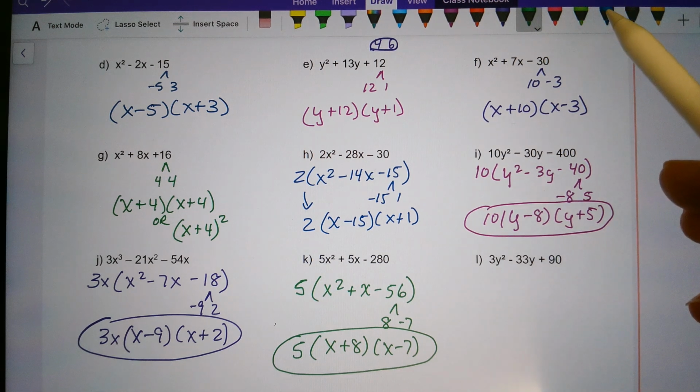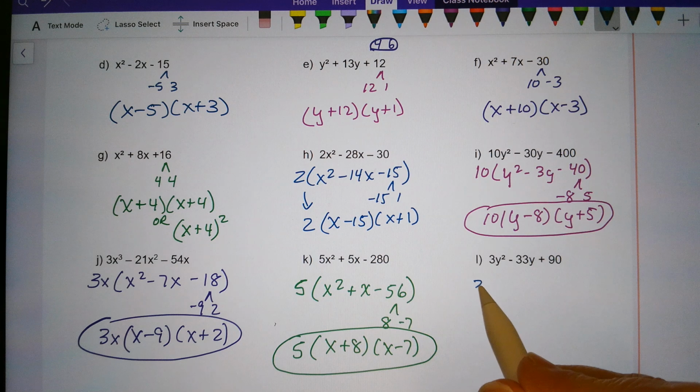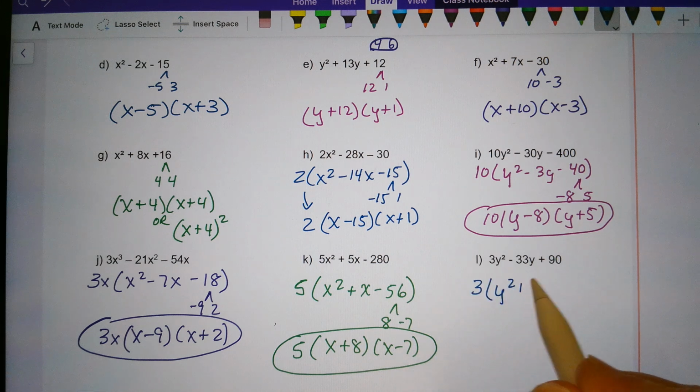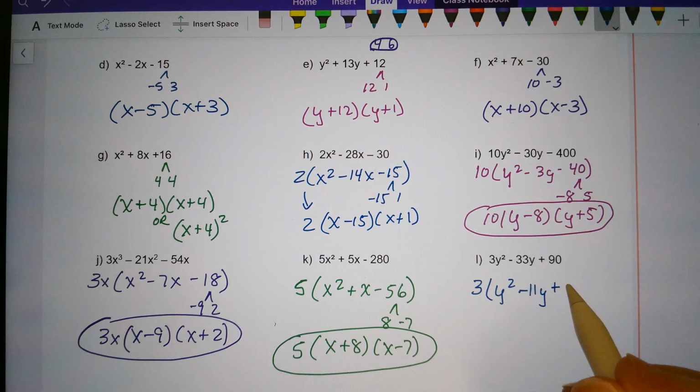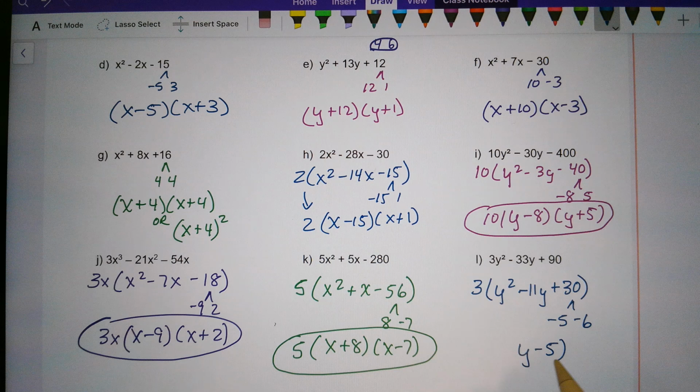GCF of 3 that's common to those three terms. Take out 3. You know, y squared minus 11y plus 30. And now the factors of 30 that sum to negative 11 are negative 5 and negative 6. Multiplies to be positive 30, sums to negative 11. So y minus 5 times y minus 6 are our two binomial factors, and bring down the GCF of 3.